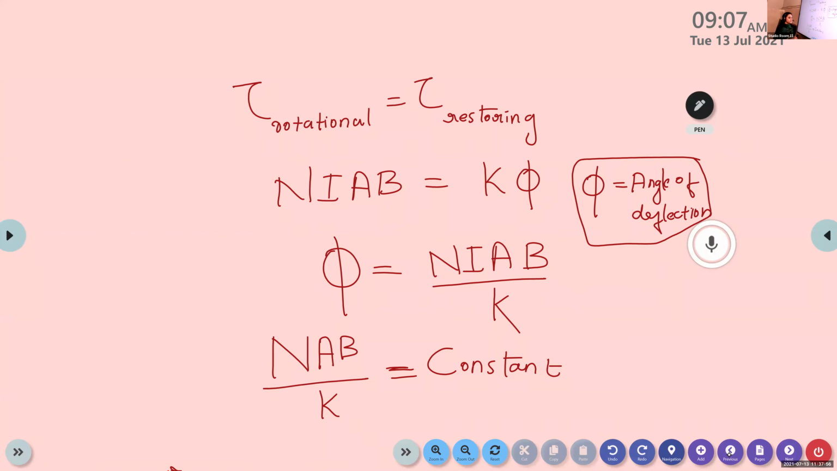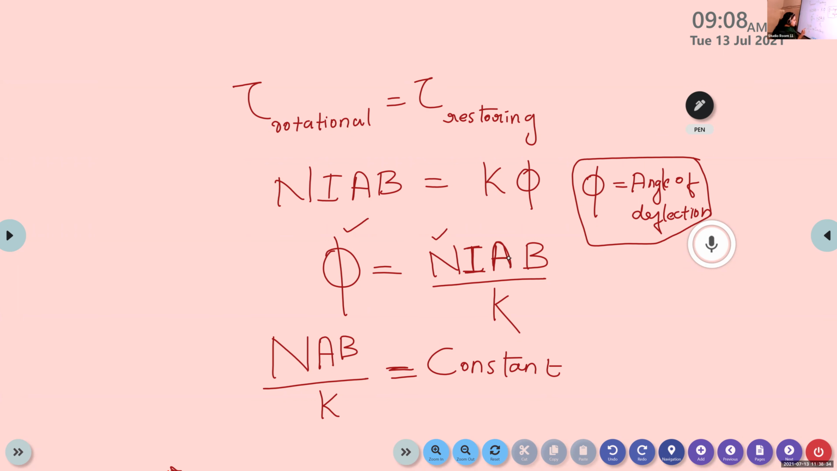So here in this equation, we have the angle of deflection, phi, equal to NIAB divided by K, where N is the number of turns of the coil. It has a fixed value. If we take it as 100 turns, it is a constant value. And I is the current. It is not fixed. It can vary according to the angle of deflection. Here A is the area of the rectangular coil, also a fixed value. B is the magnetic field, also a constant. And K is the proportionality constant.